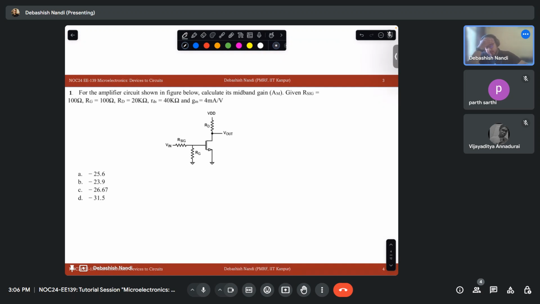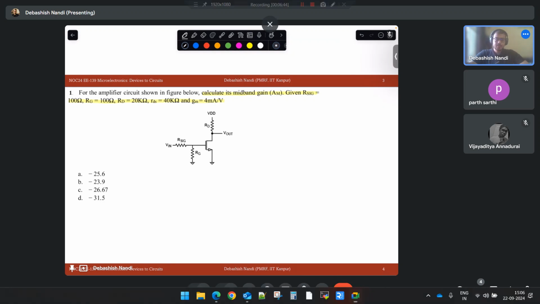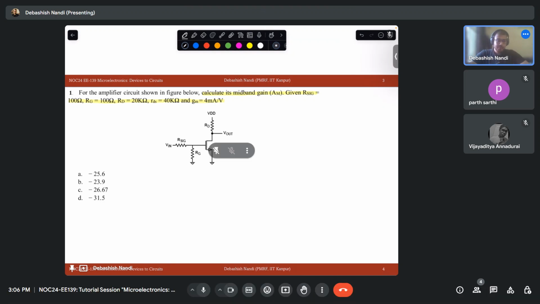So the question is that for the amplifier circuit shown in figure below, calculate the mid-band gain given this, and this. So can anyone tell me what do we mean by mid-band gain? Anyone?